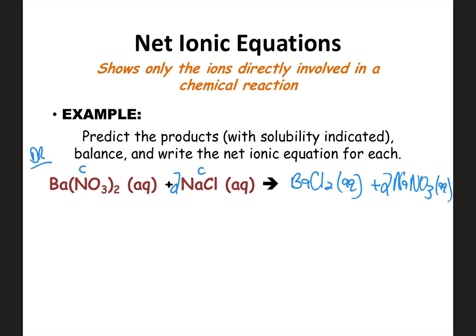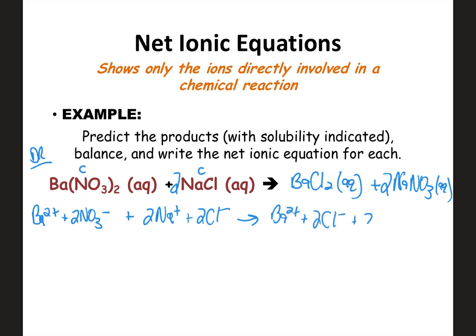Anybody who's aqueous, now you've got to rip apart into their ions. So it looks like I got Ba2 plus, 2NO3 minus, plus 2Na plus, 2Cl minus going to Ba2 plus, 2Cl minus, plus 2Na plus, 2NO3 minus. They were all aqueous here, so anybody who's aqueous rips apart into their ions.